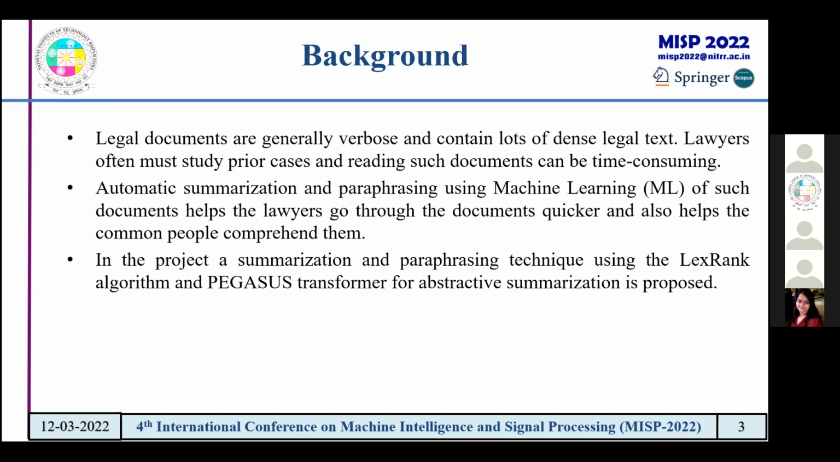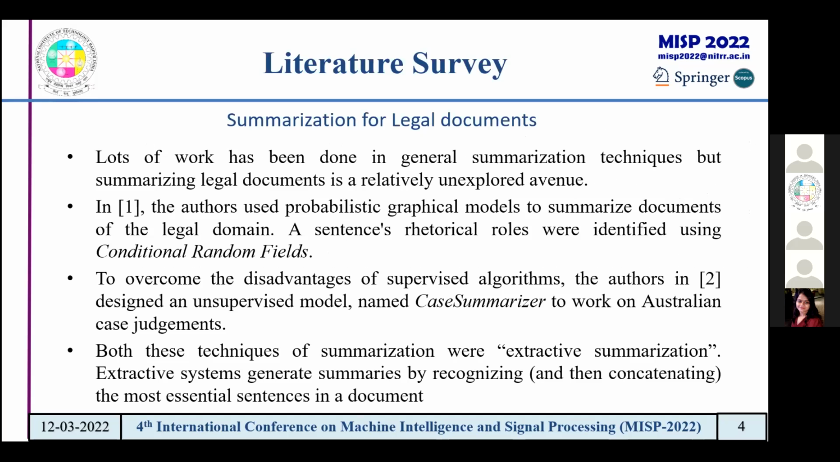So this is the literature survey. We basically tested 6 to 7 different models, just for summarization, not for paraphrasing. So summarization has been done on legal documents as well as for any document as such. For legal documents, it has been a fairly new concept. Not much work has been done in this area.